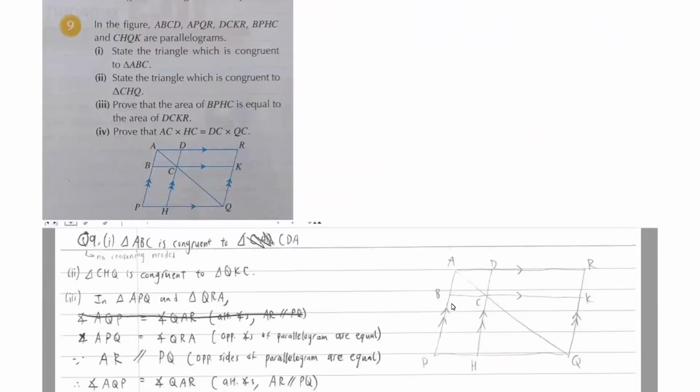You have these 5 parallelograms here. Can you see the 5 parallelograms? 1, 2, 3, 4, 5. This top left, top right, bottom left, bottom right, and the huge one. All of them are parallelograms. Part 1: state two triangles that are congruent to triangle ABC. ABC is on the left. Congruent must be ADC.